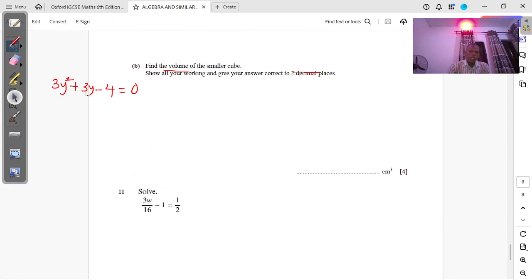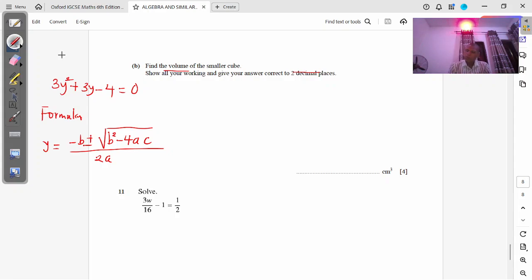Then now we are required to solve it. So I'm going to solve this using the quadratic formula method. Don't forget the formula says y is equal to minus b plus or minus square root b squared minus what? 4ac, right? All over what? 2a. All right, so don't forget the general form of this quadratic equation is ay squared plus by plus c equal to 0.